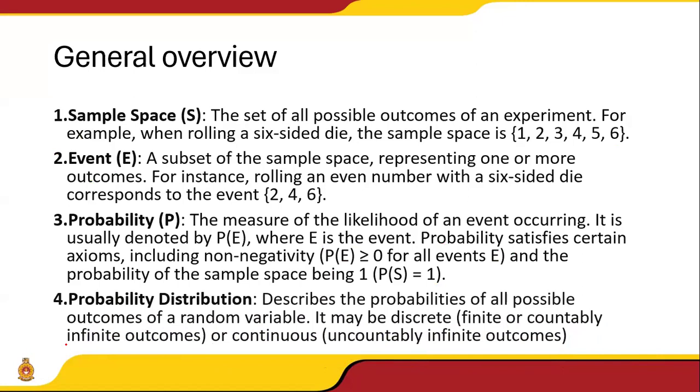Then the probability distribution describes the probabilities of all possible outcomes of a random variable. It might be discrete or it might be continuous, uncountable to infinite outcomes, or finite or countable. So the story that we have to understand is that we can't tell whether it's specifically easier to go for discrete or continuous. It always depends on the problem. So we have to understand how to work with these kinds of scenarios.